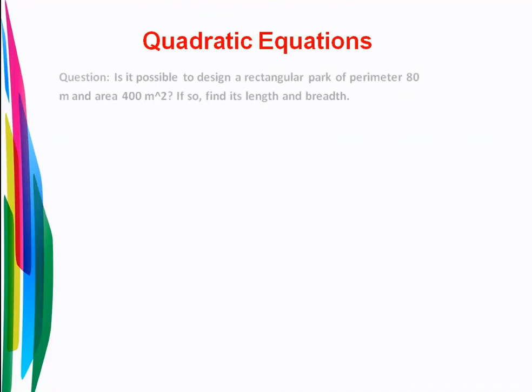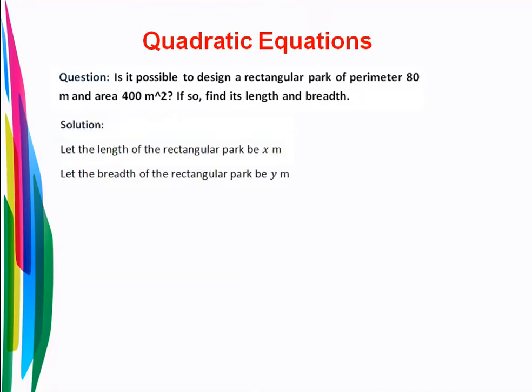So the first question I am taking is the same question which I have written previously. Is it possible to design a rectangular park of perimeter 80 meters and area 400 meter square? If so, find the length and breadth. So let the length of the rectangular park be x meters and the breadth be y meters. What is perimeter? The sum of the four sides. So I get 2x plus 2y is equal to 80. That means twice I add the length and twice I add the breadth. Dividing the whole equation by 2, I get x plus y equal to 40. So I have my first equation.